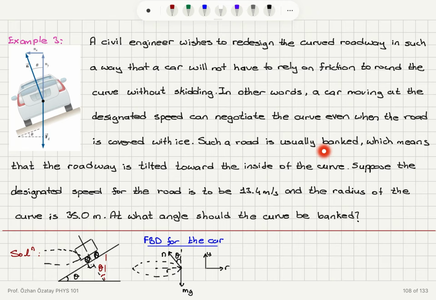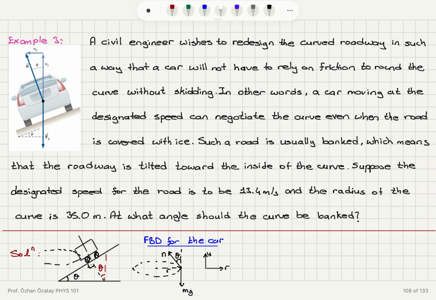Approximately. Such a road is usually banked, so it is tilted, which means that the roadway is tilted toward the inside of the curve. As you can see from the figure, there is a tilt angle theta. Suppose the designated speed for the road is 13.4 meters per second, which is the answer from the previous problem, and the radius of the curve is 35 meters. At what angle should the curve be banked?